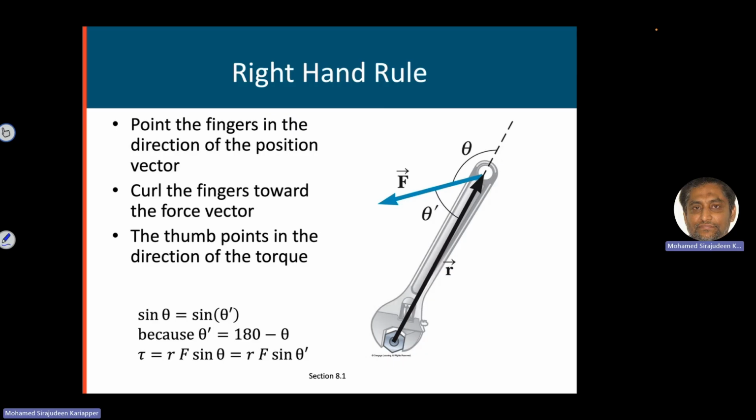The right hand rule means you take your right hand and put your finger in the direction of R. R has a direction. It is from the pivot point or the axis of rotation to where the force is applied. And see whether you can curl your finger in the direction of the force. If you keep it like this, can you curl your finger in the direction of the force? No, it's in another direction. So you have to keep it so it faces the force. Then look at the thumb. Thumb is pointing out. So that is the direction of the vector for the torque. Well, counterclockwise out of the board. Clockwise into the board.